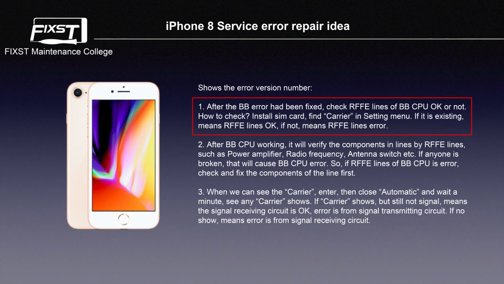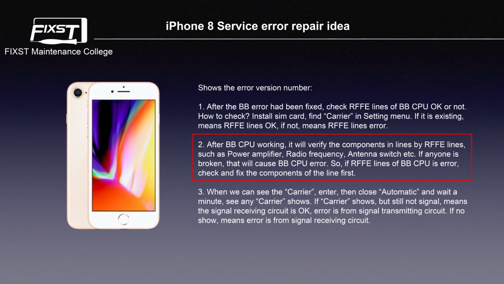After the BB error has been fixed, check whether the RFFE lines of the BB-CPU are okay or not. How to check? Install a SIM card and find the carrier in the setting menu. If it exists, it means the RFFE lines are okay. If not, it means the RFFE lines have an error.